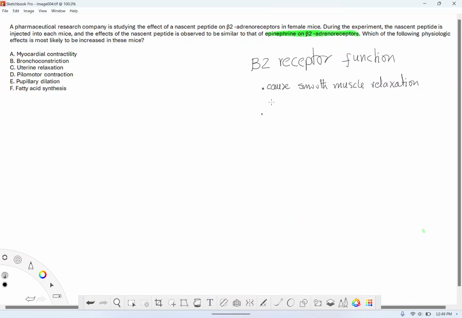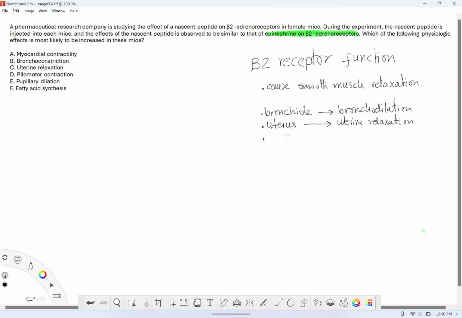We know that beta-2 receptor is found on bronchioles, especially because of the albuterol use, right? So if it's found on bronchioles, therefore relaxation of bronchioles will lead to bronchodilation. So that's one. Beta-2 receptor is also found on the smooth muscle of uterus. So it leads to uterine relaxation. Usually you can use it to prevent premature labor, premature birth, right?